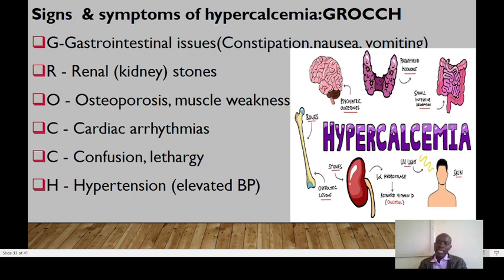So what about signs and symptoms of hypercalcemia? We normally use the mnemonic, the GROCH. So the patient may have gastrointestinal issues. Patient suffers from constipation, nausea, and vomiting. We also have renal issues or kidney stones for hypercalcemia. Also, osteoporosis, muscle weakness, cardiac arrhythmias, confusion, lethargy, and elevated BP could be signs and symptoms of hypercalcemia.